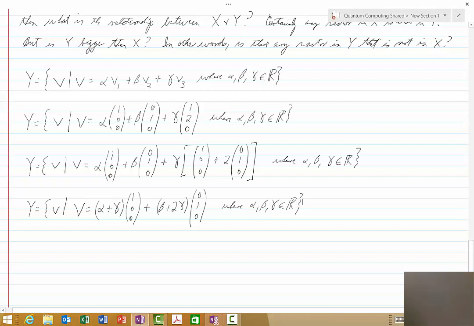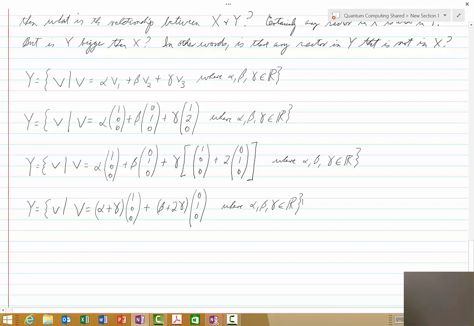And in particular, this V3 is equal to V1 plus 2 V2. And so I'm writing that down here in this step, and then when I go from this step to the final step, I'm going to gather together all the coefficients of 1, 0, 0, which is alpha and then gamma here. So alpha plus gamma times 1, 0, 0, and all the coefficients of 0, 1, 0, which is beta here and 2 gamma over here.